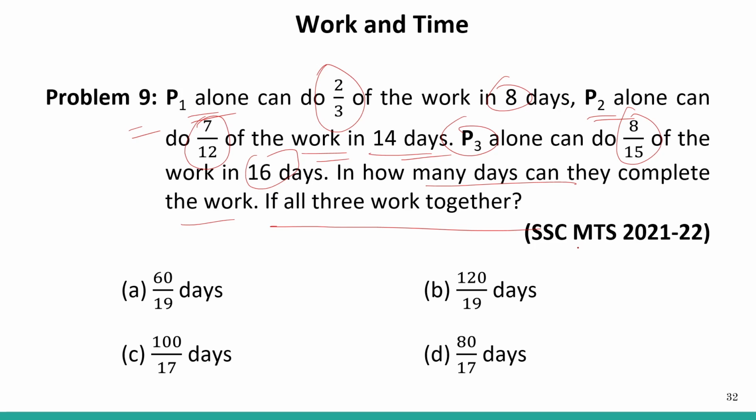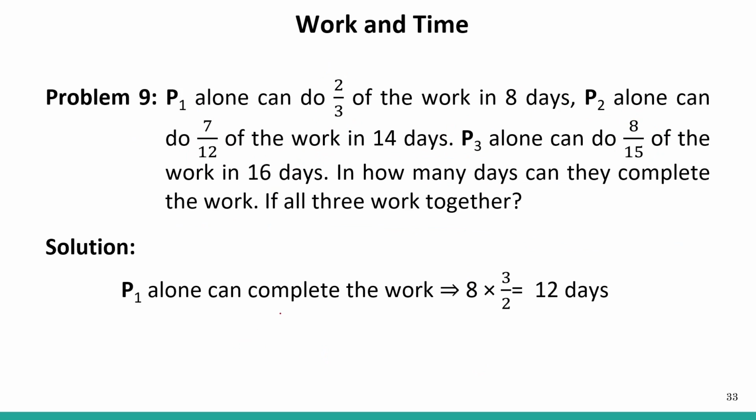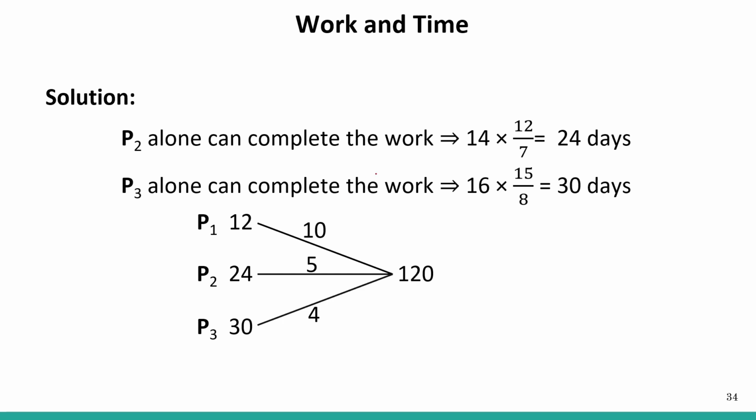This question has been asked in the SSC MTS 2021 and 2022 papers. Is it 16 by 19, 120 by 19, 18 by 17 or 100 by 17? So P1 alone can complete the work in 8 into 3 by 2, which is 12 days, right? P2 can complete the same work in 14 into 12 by 7, which is 24 days. And P3 can complete the same work in 16 into 15 by 8, which is 30 days.